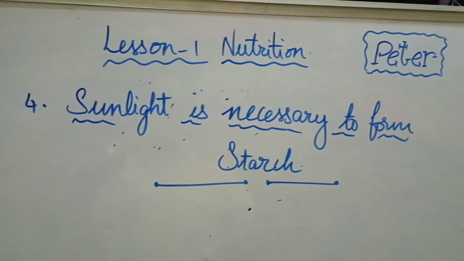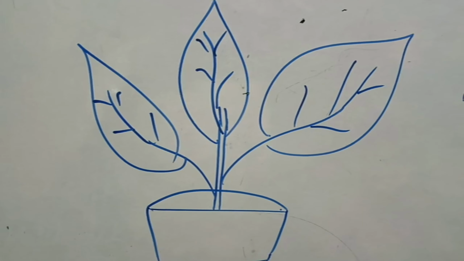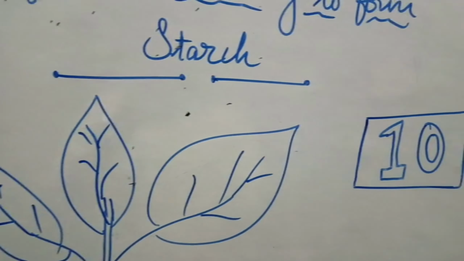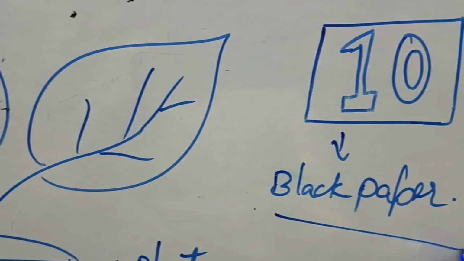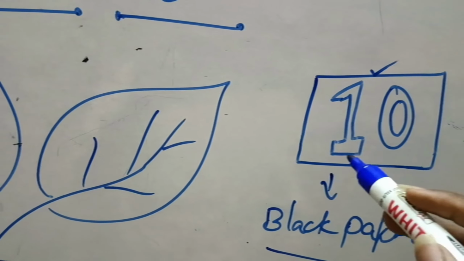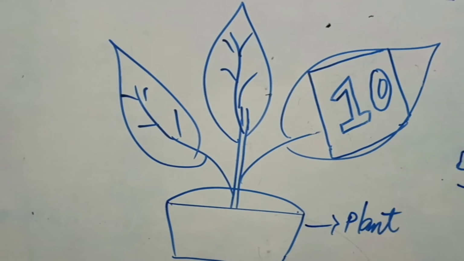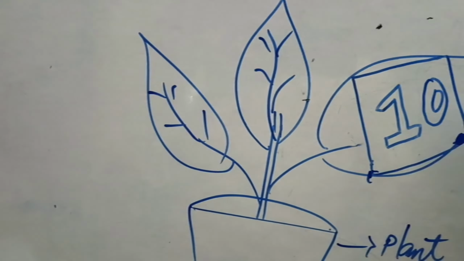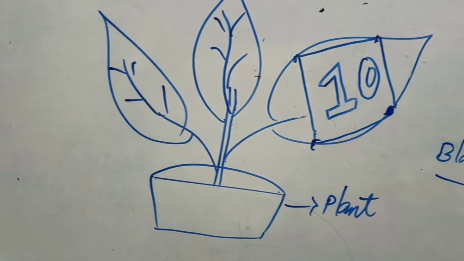Coming to the fourth activity: sunlight is necessary to form starch. This is a very easy experiment which we can understand easily. For this we need a plant and a little cardboard sheet cut into any shape. As you are in 10th class, I have taken the number 10 here, and the sheet is black paper. We take black paper in order to prevent sunlight from falling on the leaf. So attach this cardboard sheet or black paper on the leaf with clips so that it does not fall down.